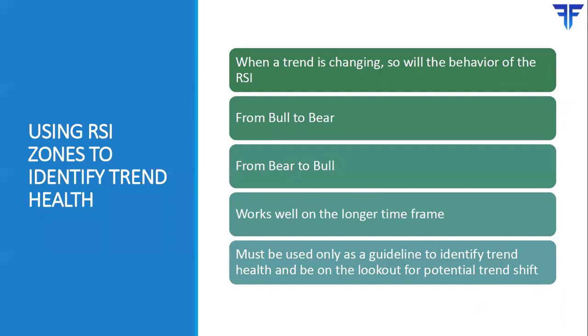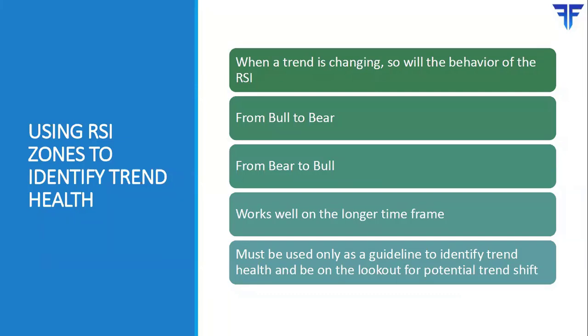So as I said, in a sideways market, that is in a market that is not trending up or down, RSI typically fluctuates between 30 and 70. In a bull market, RSI typically fluctuates between 40 and 80, while in a bear market, RSI typically fluctuates between 20 to 65.